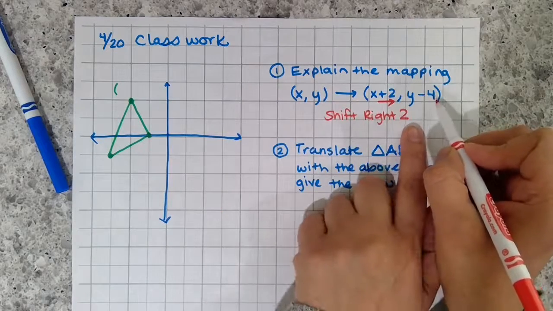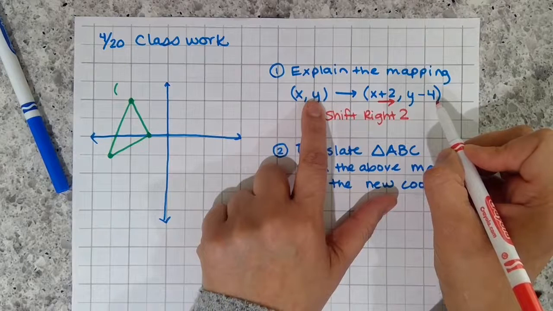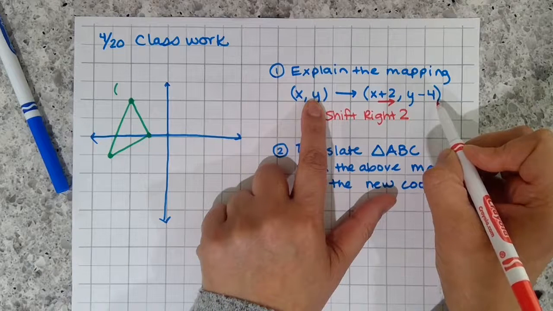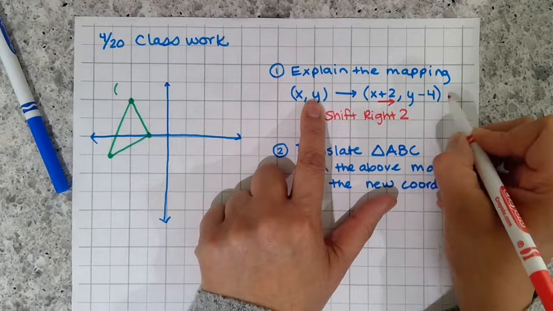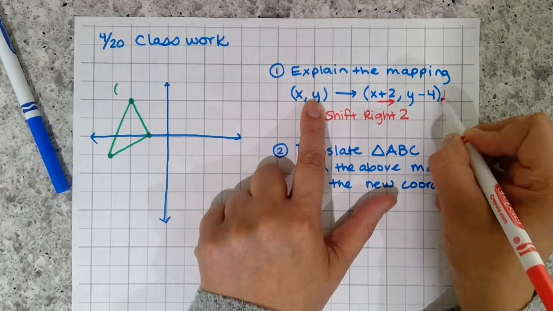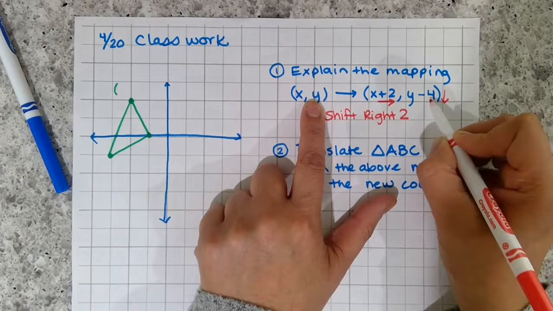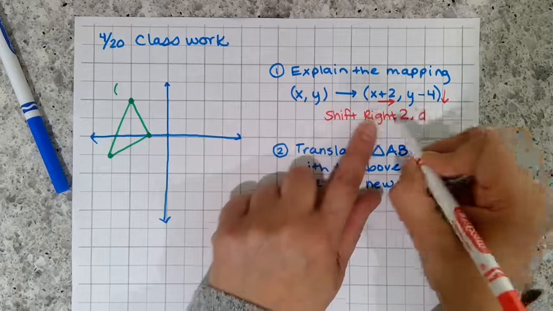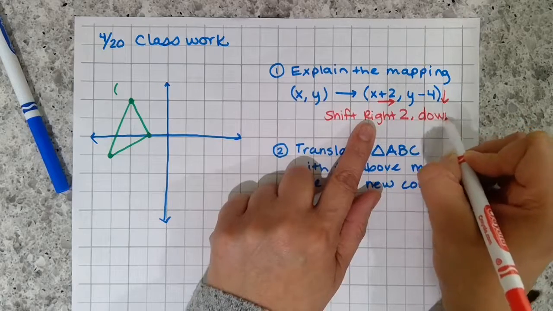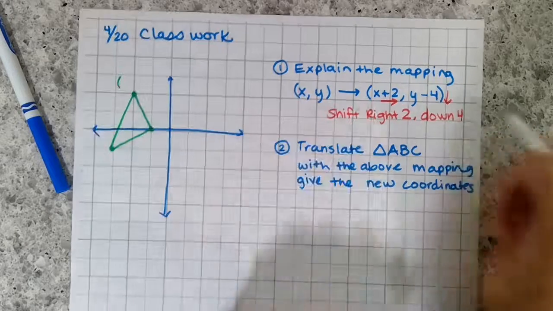Okay, well, what is this going to do to your y coordinate? Originally it was y, and now it's going to be y minus 4, right? So that's going to affect it in the vertical direction. That's going to shift it down 4. And why down 4? Because it's negative. So this will shift right 2 and down 4 units.